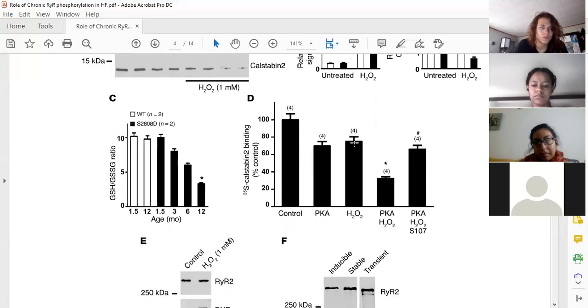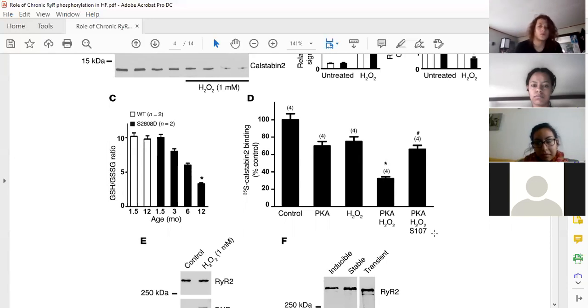Okay. What happens with oxidation? It decreases, but not as much as PKA. Okay. Probably as much, because you look at those error bars, and there's no star over it. What happens if you do both? It depletes it a lot. Right. And you can see by that star that it is significant. And now here, PKA with S107.